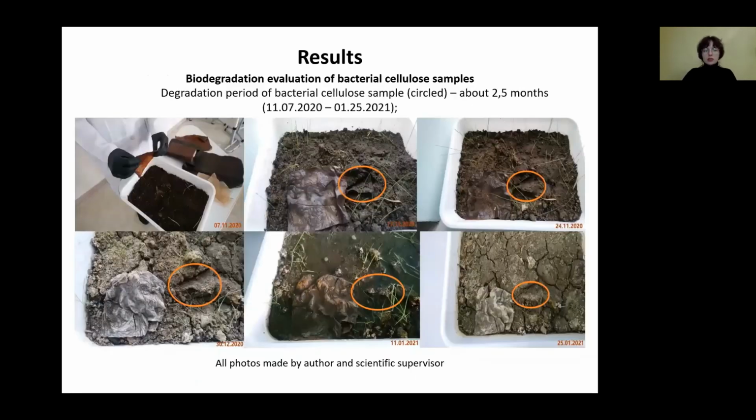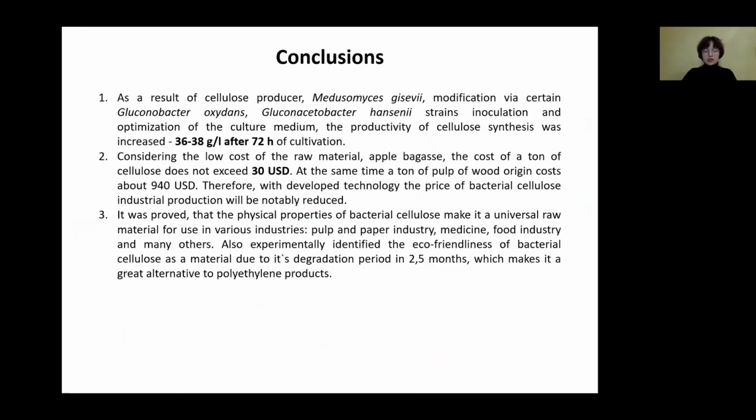To determine the time and optimal conditions for the cellulose film decomposition, a small piece of this material was placed in a container with moist soil at a temperature of 25 degrees Celsius. A similar piece was left on the surface. The condition of the test sample has been regularly checked since the 7th of November 2020. Therefore, the bacterial cellulose period of decomposition was determined, 2.5 months on average. Thus, with the developed technology, the cost of bacterial cellulose has been notably reduced by a cheap culture medium and increased productivity of cellulose synthesis.